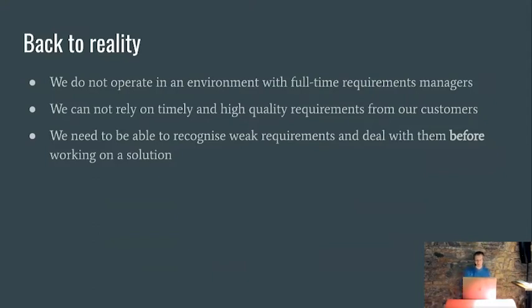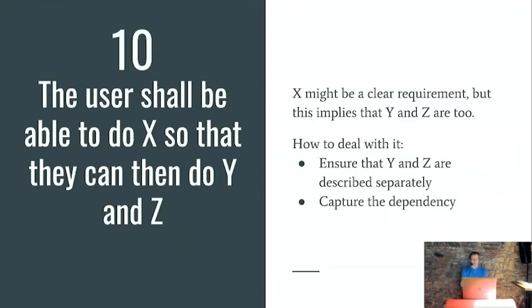So now on to the countdown. At number 10, the user shall be able to X so that they can then do Y and Z. So X in this case might well be a clear requirement, but the justification we have here is that Y and Z are potentially clear requirements as well. If Y and Z involve the same solution as X, then we need to make sure that Y and Z are described separately, and we need to capture the dependency between them.